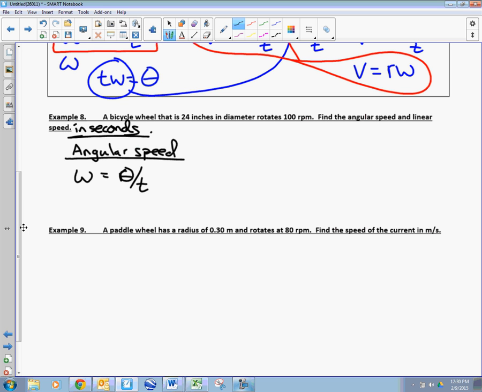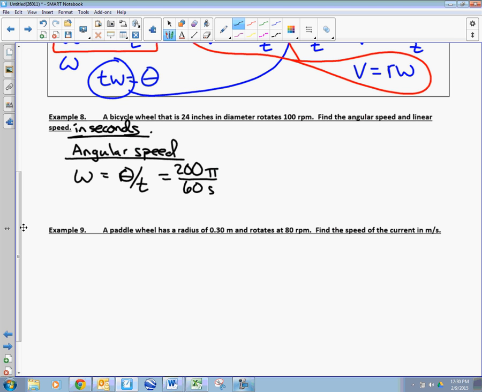2 pi radians, okay? Now, if it rotates 100 times, then it hasn't gone around 2 pi, it's gone around 200 pi, right? So my angle is 200 pi divided by how many minutes pass by. This is rotations per minute. 1 minute, but we want it in seconds, so divide by 60 seconds. Somebody take 200, multiply by pi, and divide by 60.